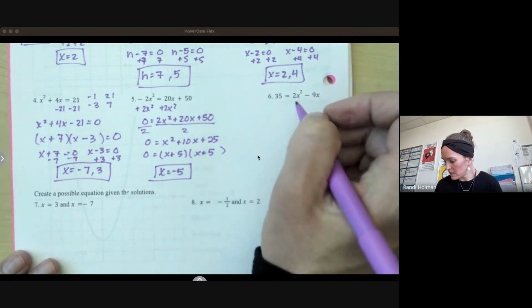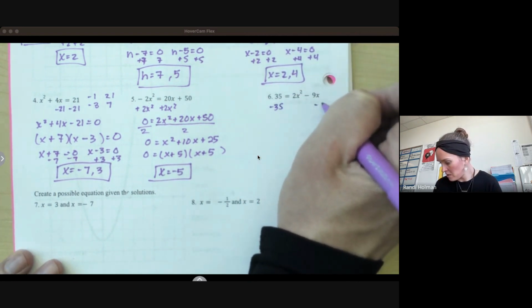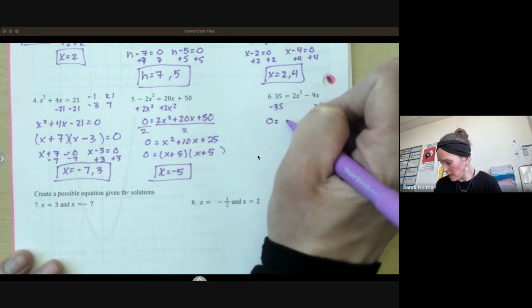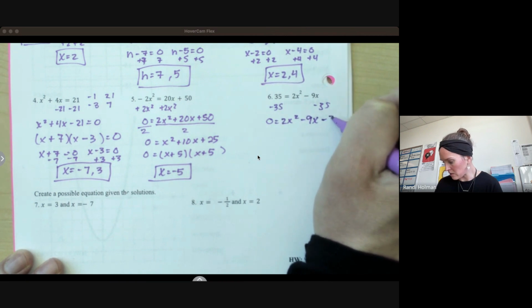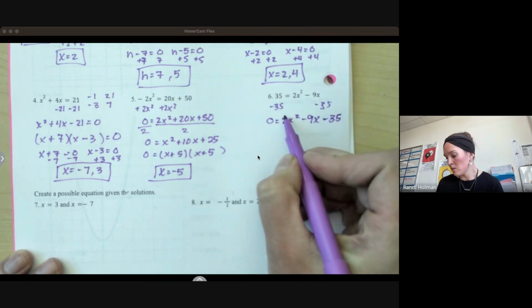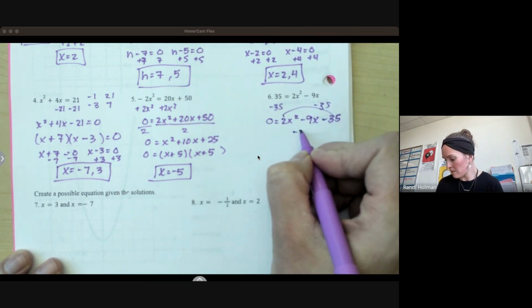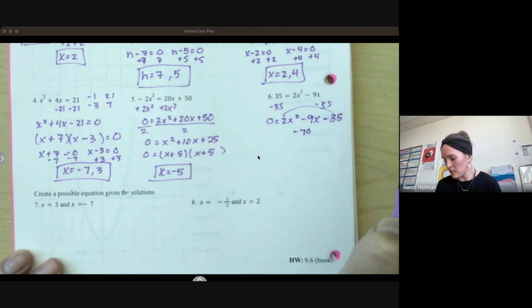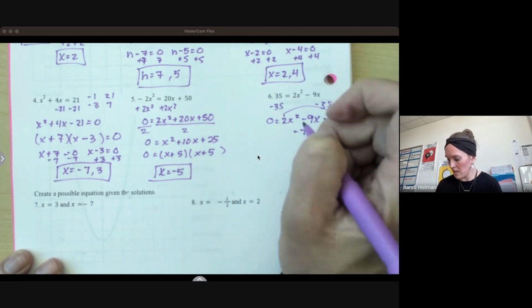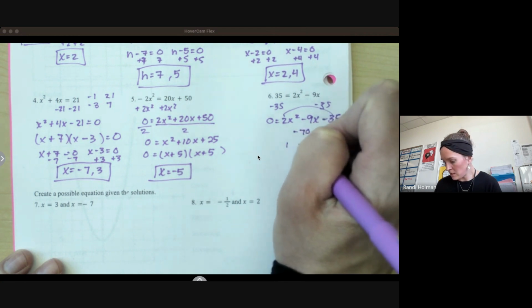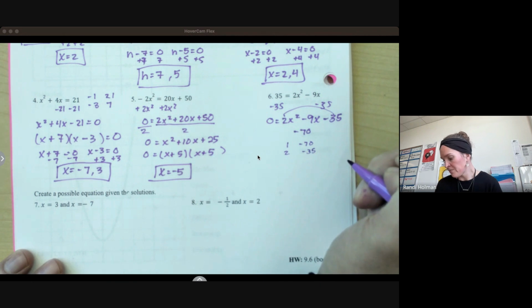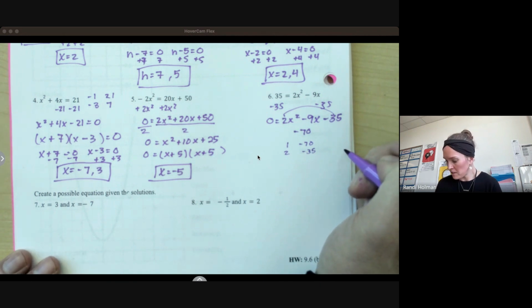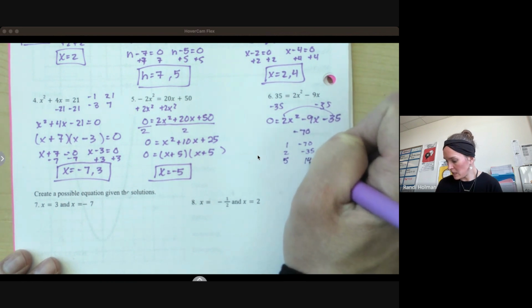Okay, last one of this type. Again, get it equal to 0. Oh, I can't divide by 2 because that's not going to give me nice numbers because 9x and 35 are not divisible by 2. So we're going to use our ac, multiply, we get negative 70. I need factors of negative 70 that add to be negative 9. So 1 and negative 70 doesn't work. 2 and negative 35 doesn't work. 3 doesn't go into 70. 4 doesn't go into 70. 5 and 14. Oh, there we go.